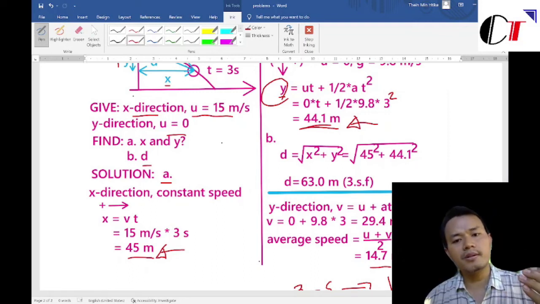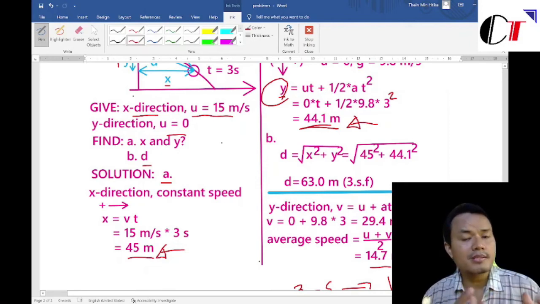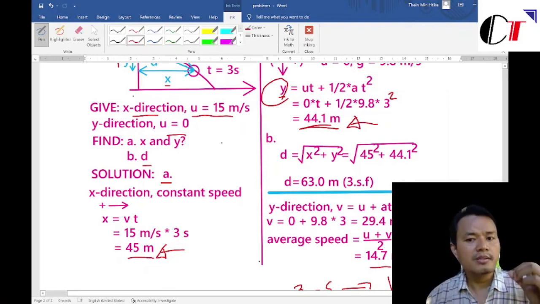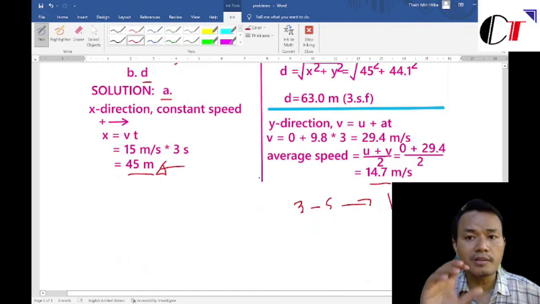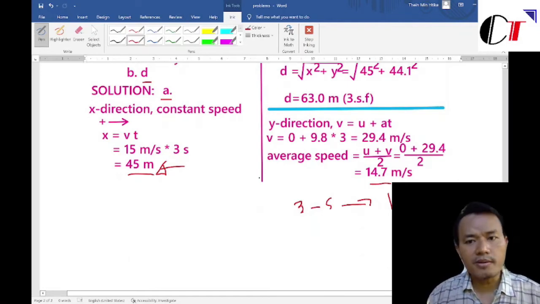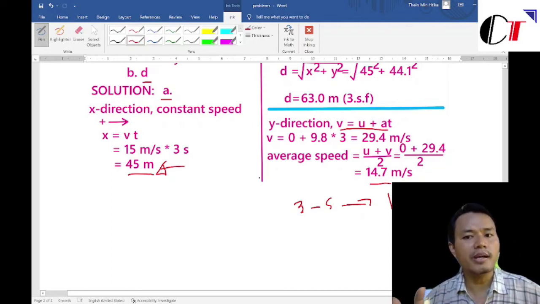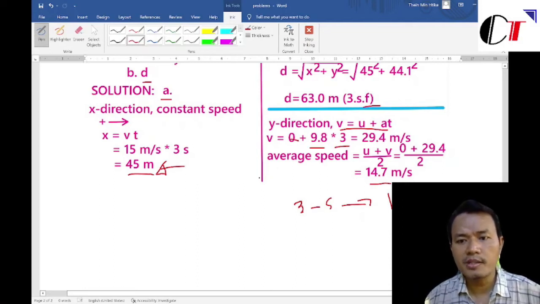But apart from that, we will also look at other parameters that we can find using the knowledge and the given parameters, even though they're not asked in the problem. So if you look in the y direction, the final velocity v can be found by u plus at. So u is 0, acceleration is 9.8, time is 3 seconds. So your final velocity after 3 seconds is 29.4 meters per second.